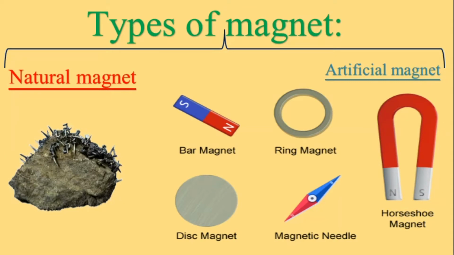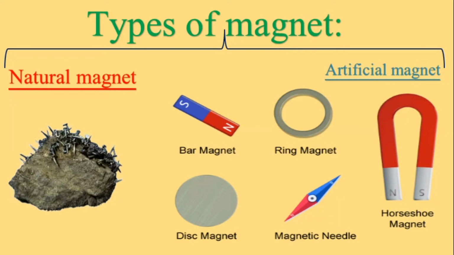Well, we have two types of magnet. The first one is the natural magnet, and we have talked about it. We know that a natural magnet is the black rock made of one of the iron ores called magnetite. We have another type called the artificial magnet. What is meant by artificial? Super. It means it is made by humans.